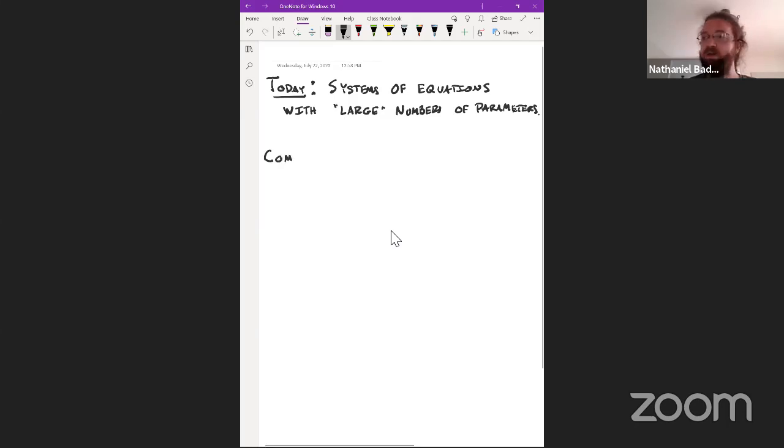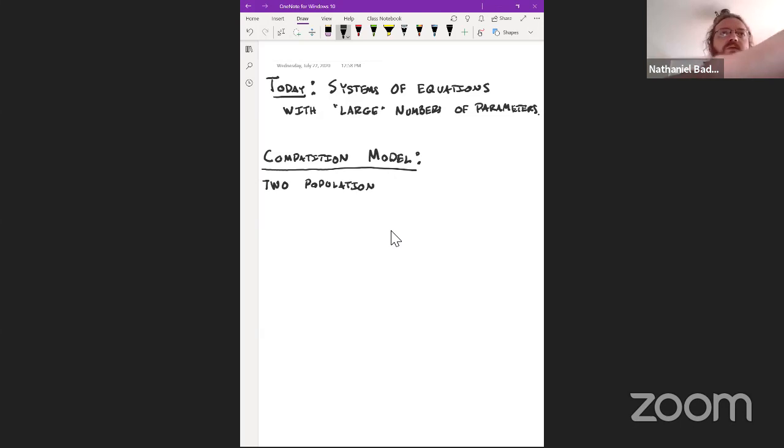All right. The first model that we're going to look at today is the competition model. This is another population model, and the idea basically is that we now have two animals feeding off the same food source, two populations, X and Y, feeding off the same food source.